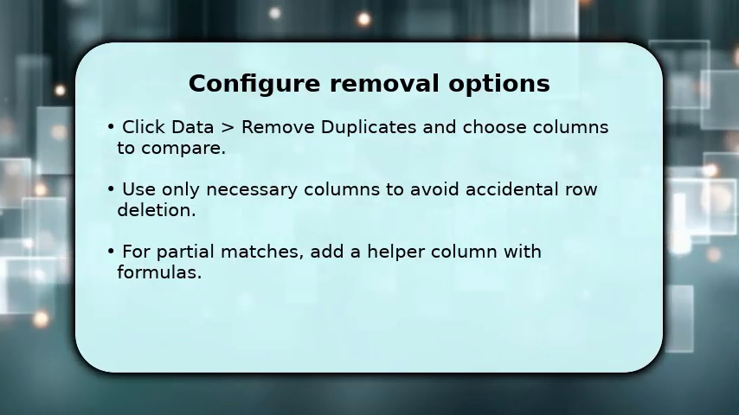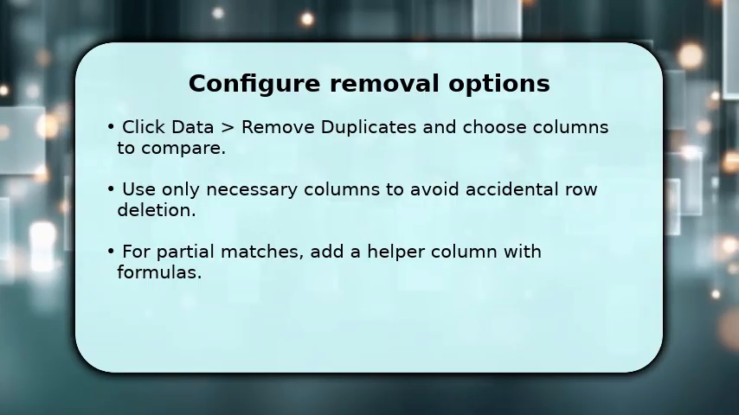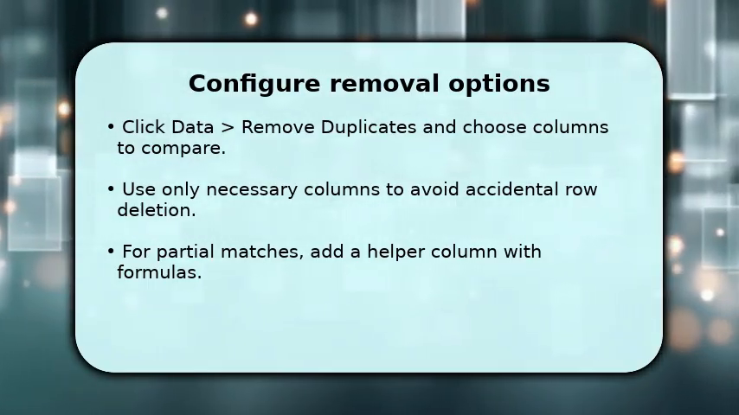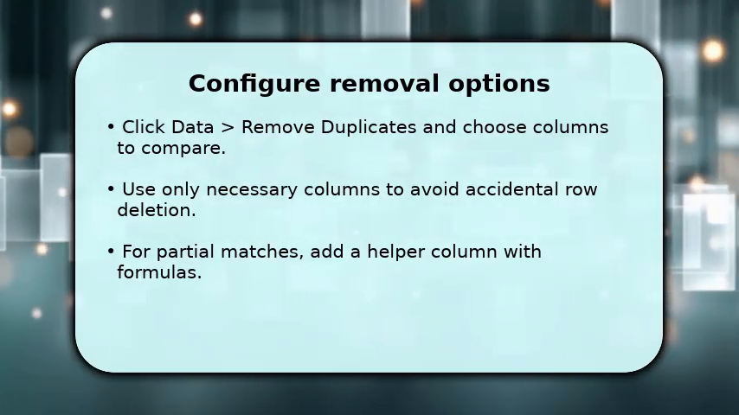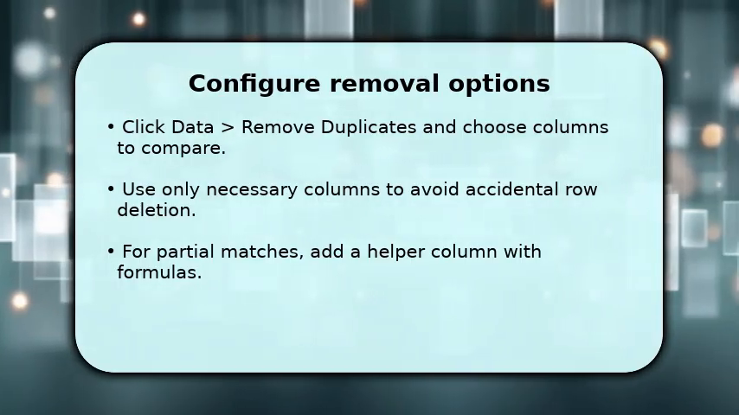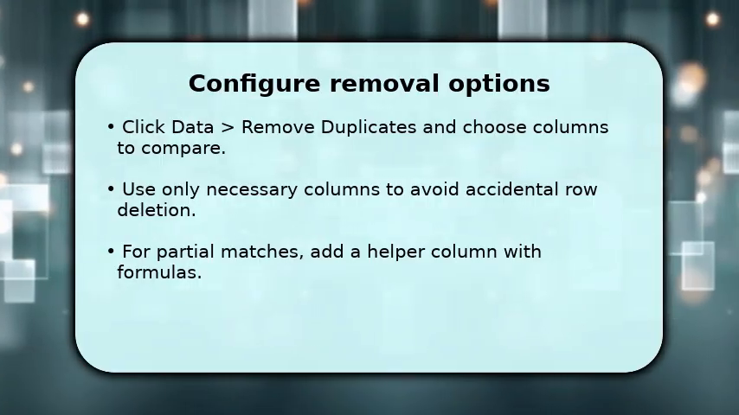If you need partial match logic, create a helper column combining values with CONCAT or TEXTJOIN and base removal on that column. Make sure to check or uncheck My Data has headers appropriately. Once your choices are set, run the tool. Excel reports how many duplicates were removed and how many unique rows remain, giving you immediate feedback.